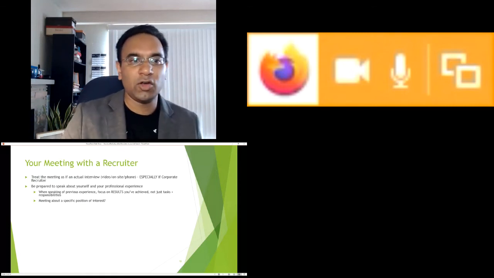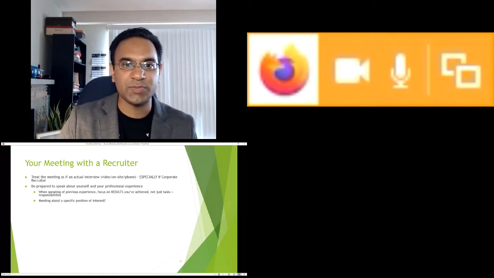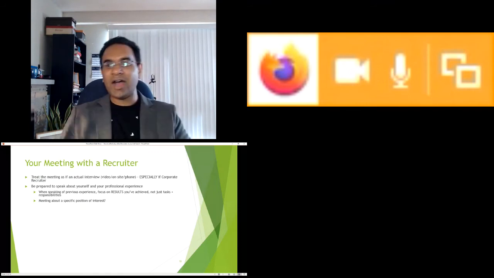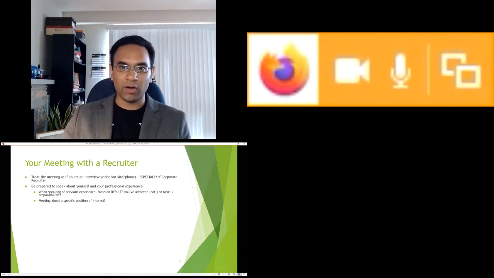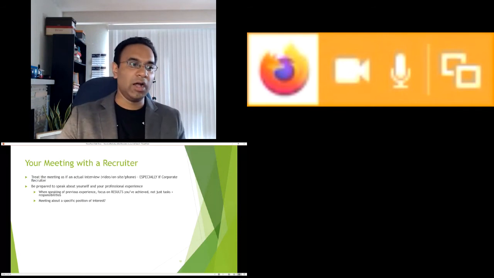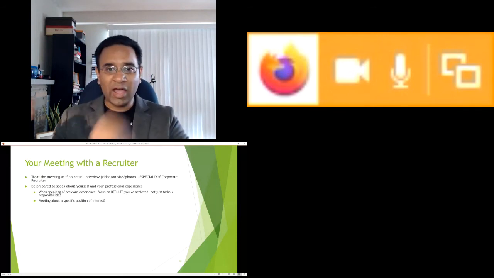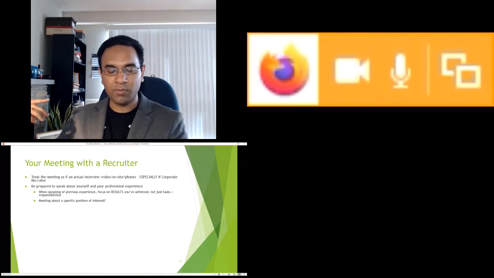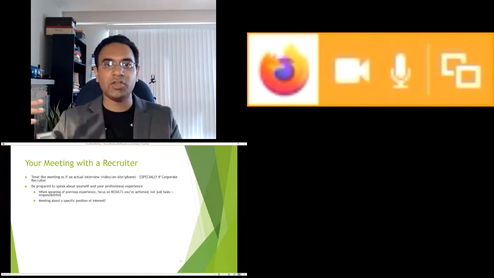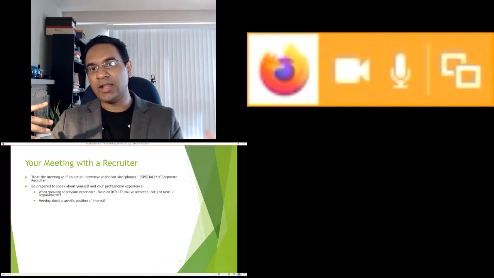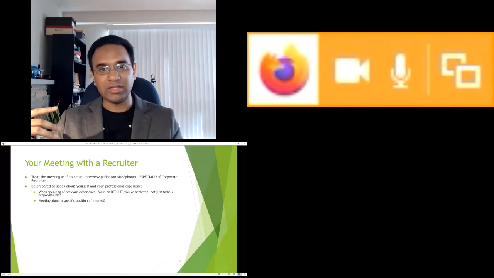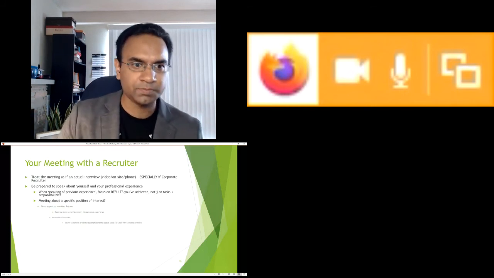And also, the second bullet here: if you're meeting about a specific position of interest, you want to highlight the most relevant aspects of your background. Going back to that example I gave about a project manager with ERP experience, you want to highlight your ERP projects. Speak about your ERP projects, but highlight the ROI, the result, and the impact you achieved.